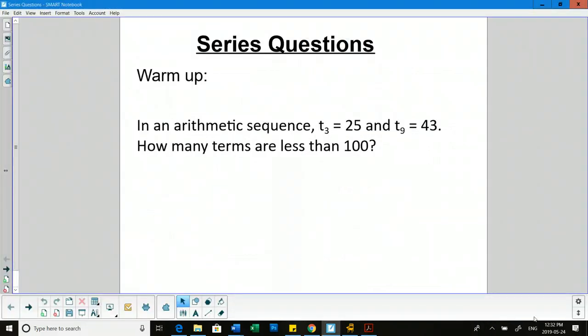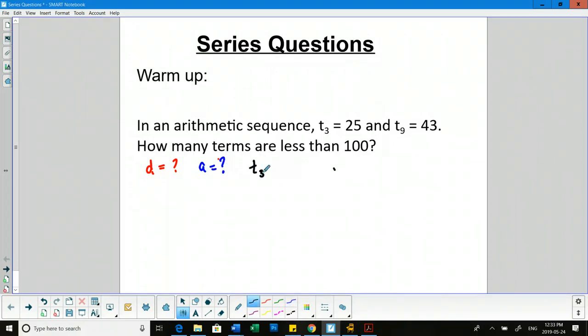We know term 3 is 25, and we know term 9 is 43. There's some kind of constant addition happening here to get us from 25 to 43, and we want to know how many terms have a value that is less than 100. Okay, what do I need to know in order to figure that out? We need to know what that difference value is, so what is our constant addition that's happening? And it would be great if we know where the sequence starts. So it would be great if we know A.